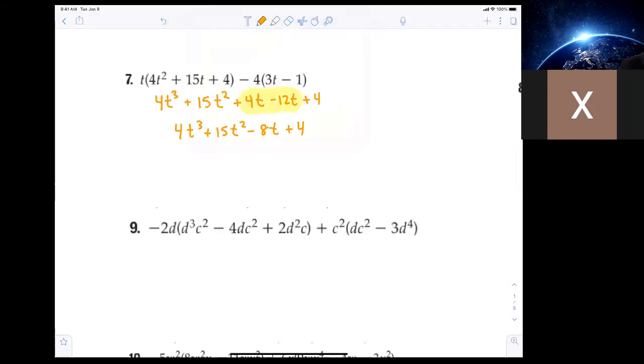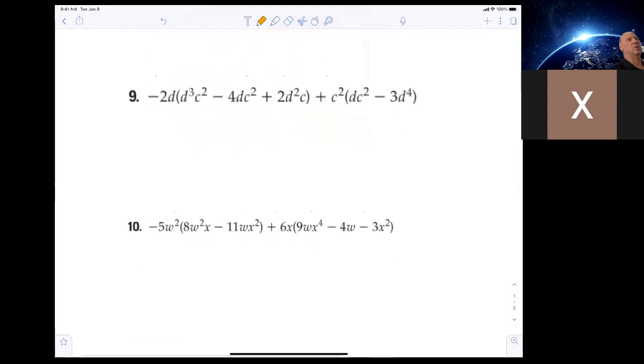Now I want to give you 30 seconds to do number 9. Distribute, and then we'll see if your distributive property is good. And then we'll combine terms and see if your combining terms is good. All right? Everybody distribute.